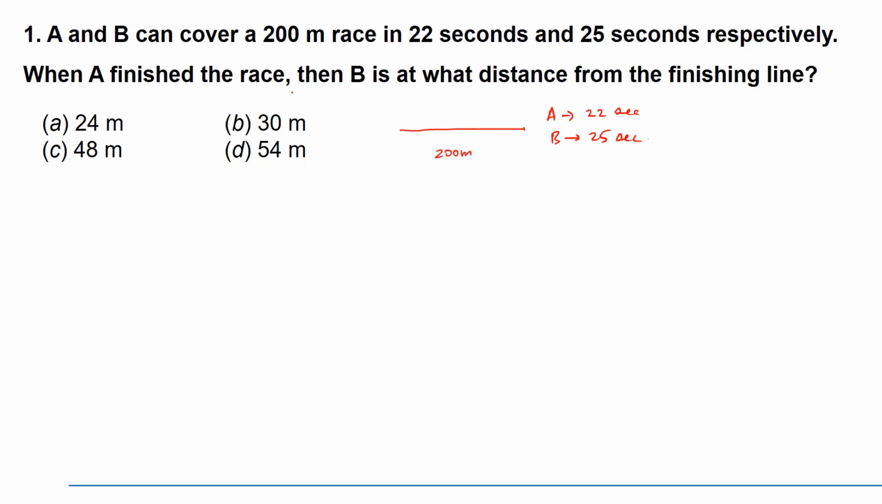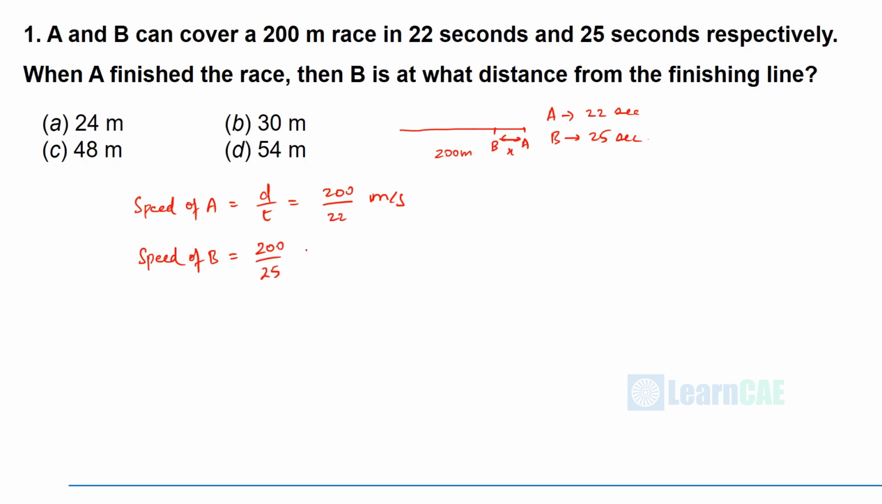Okay, they are asking when A finishes the race, that is when A has reached here, at what point B is trailing behind. They are asking this distance x. Okay, now let us find out. Let the speed of A be equal to distance traveled by time taken. That is distance is 200 meter divided by time taken 22 seconds. This is in meter per second. Similarly, speed of B is equal to distance by time taken, 200 by 25. The unit is meter per second.